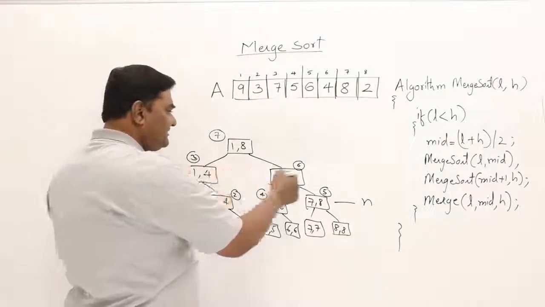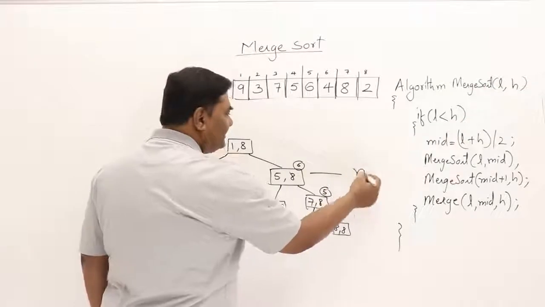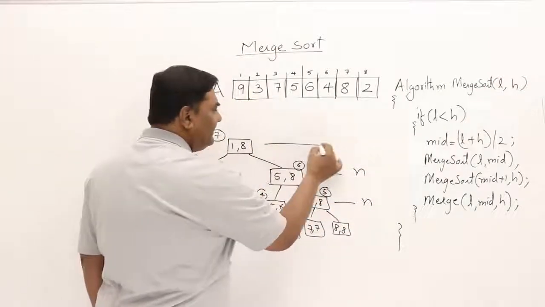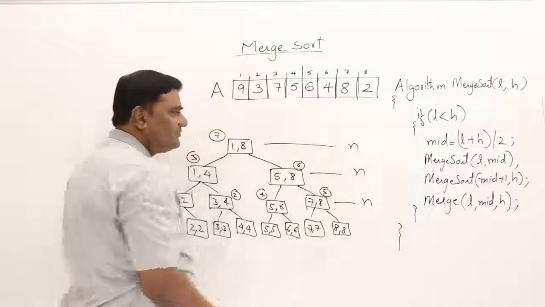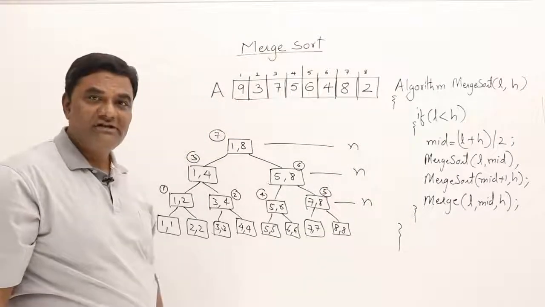Then again merging is done at this level. So 8 elements are merged. Then again 8 elements are merged here. So n elements are merged each time.